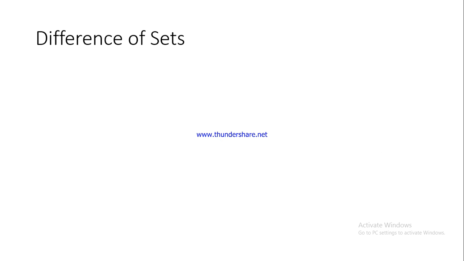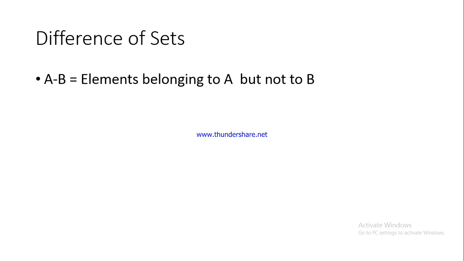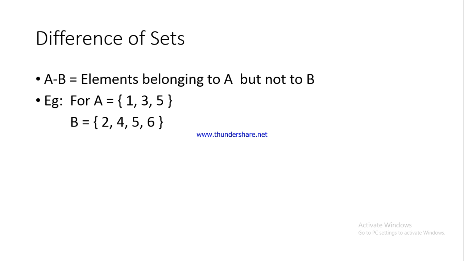Okay. Now let us move ahead and let us talk about the difference of sets. A minus B. Now what do we mean by this here as far as sets are concerned? See, A minus B will be a set which will include all the elements which belong to A but are not part of B. So all the elements which belong to A but they are not there in B, they will form A minus B. We will take an example to make you understand this better.